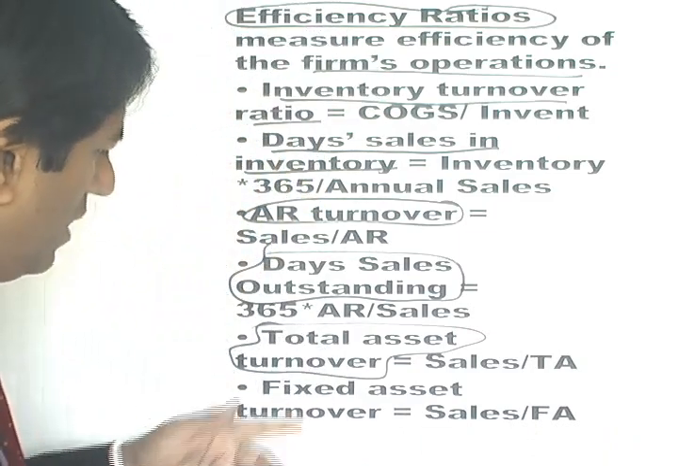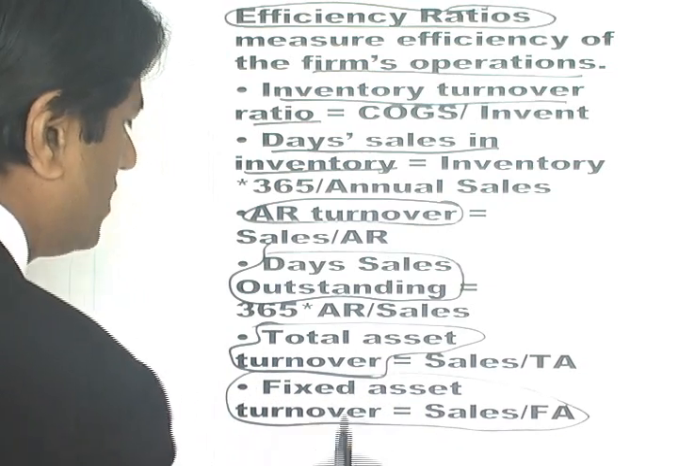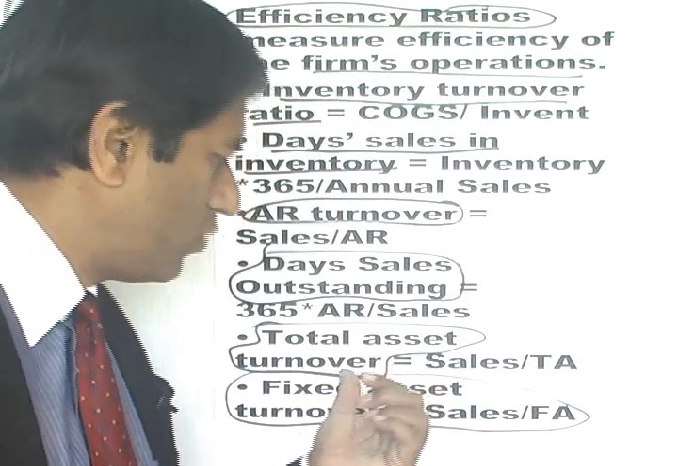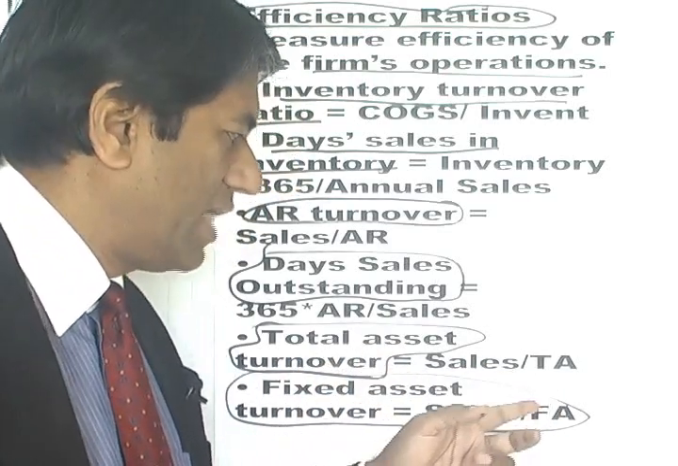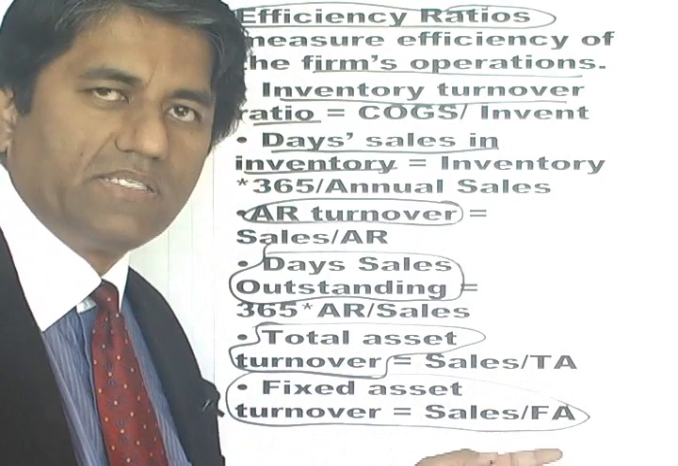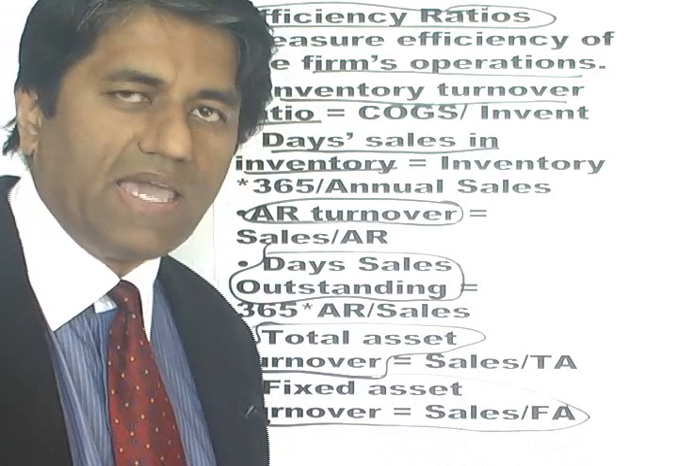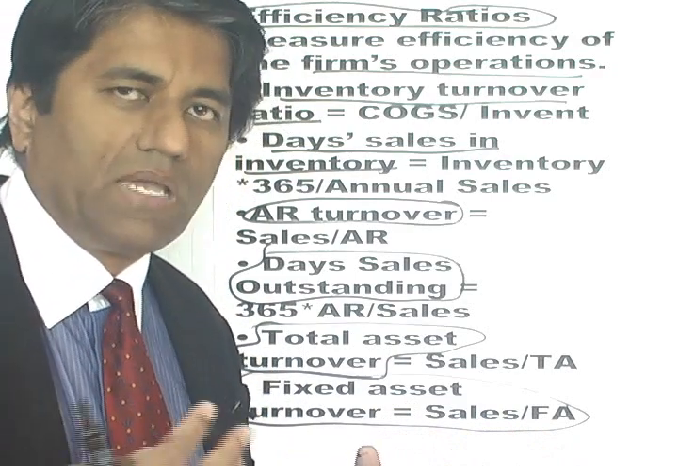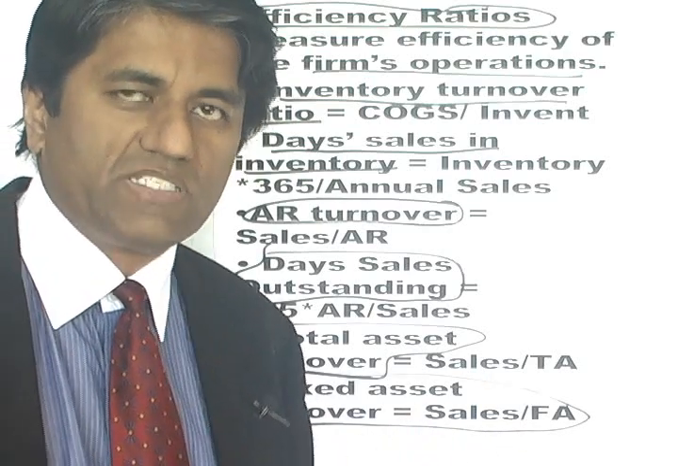The last efficiency ratio that we are going to look at is fixed asset turnover, which is very similar to total asset turnover, except now we are not looking at total assets, but rather we're looking at fixed assets. So it's net sales divided by fixed assets. And again, if it is higher, it's a good thing, because it means that you're being able to get more sales for whatever fixed assets you have.